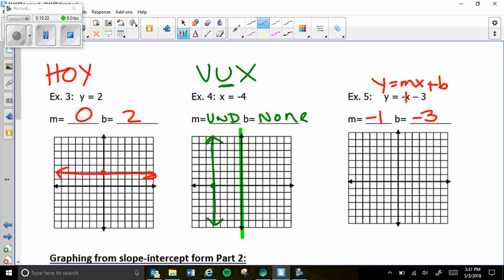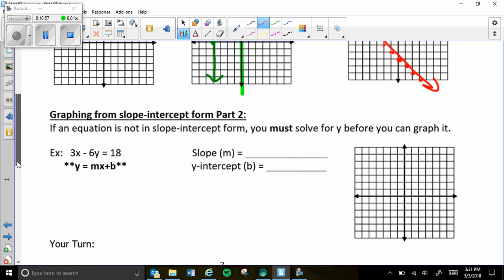If it helps you to write it as an ordered pair, that's fine too. Remember, when we're talking about y-intercepts, the x value is always 0. So 0, negative 3 is where I'm going to start. And then my slope is negative 1. So down 1, right 1. Or up 1, left 1. And now I have a clear place to draw my line. If you have questions about that first section, please make sure you pause your video before moving on. Otherwise, we have one more question to talk about.